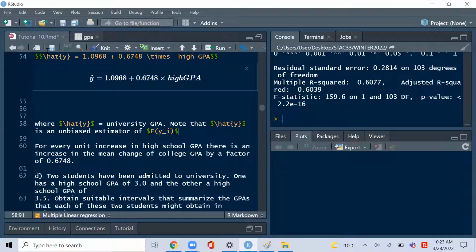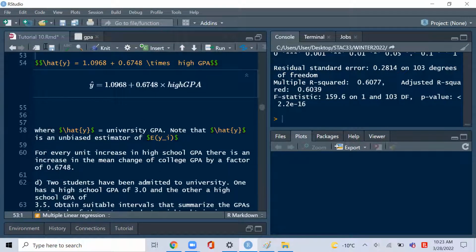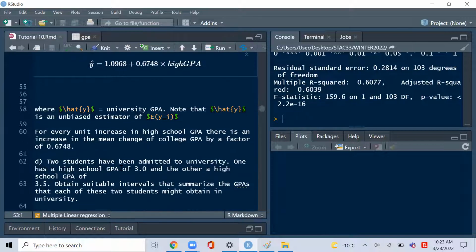All right, so this is an important thing to note. Why am I saying this? Because the interpretation is the following. Whenever you have an increase in high school GPA, there's an increase in the mean change of college GPA by a factor of 0.6748. If you put an increase in the change, it's actually not right.